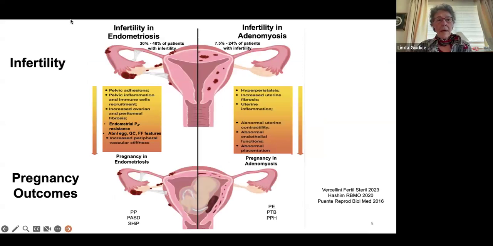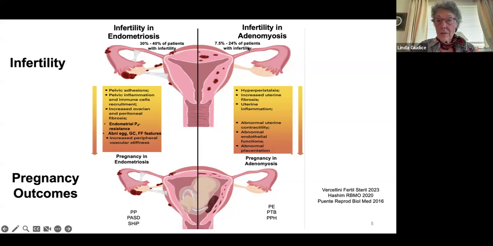So with regard to infertility, in endometriosis, this is due mainly to pelvic adhesions or scarring so that the fallopian tube may not be able to access the ovary. In addition, pelvic inflammation can increase scarring within the pelvis, and it can also impact the eggs within the ovary, and also the lining of the uterus where the embryo implants. So if that's an inflammatory environment, that's not really a great place for an embryo to develop.